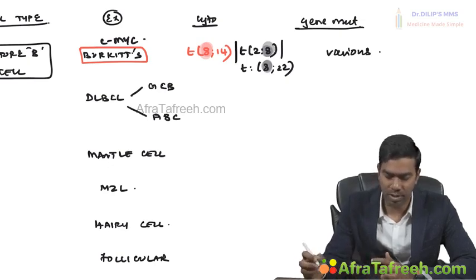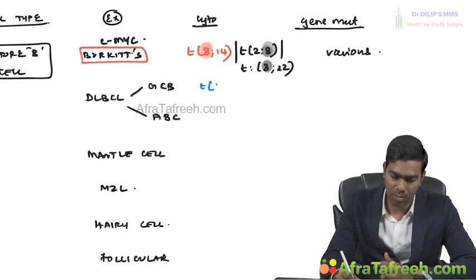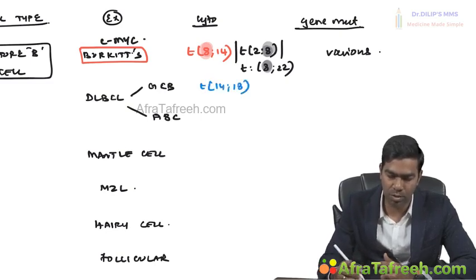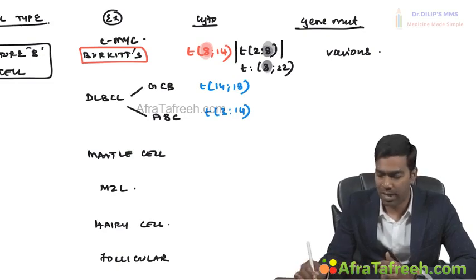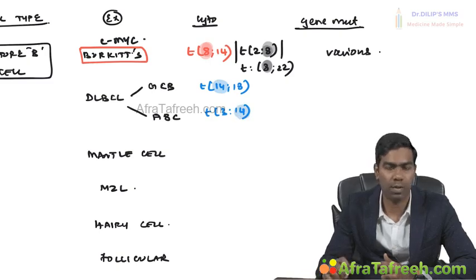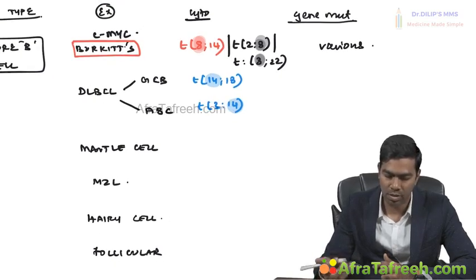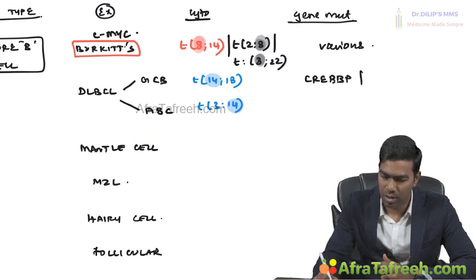And what about DLBCL? Translocations are not that important, but still one important thing to know is the T(14;18) translocation for the germinal center B cell type and the t(3;14) translocation for the activated B cell type. All you need to know is that 14 is the very important value here. 14;18 and 3;14. And what are the genes that are mutated? You have the CREBBP genes, then you have EZH2 and MYC genes. So these are the most important genes.